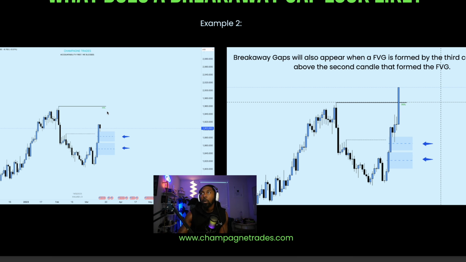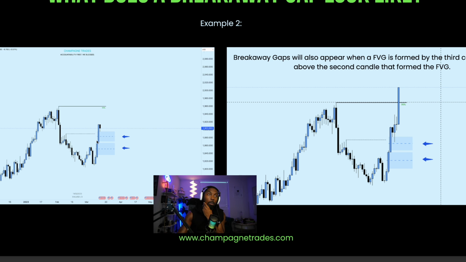All right, breakaway gaps will also appear when a fair value gap is formed by the third candle closing above the second candle that formed the FVG. Now, when I first did the fair value gap webinar, I didn't really talk about this one because the other one's way easier to see. But this is one too. So you got these 3 candles right here, right? 1, 2, 3. We did a class on high probability fair value gaps, so you already know that 3 candles the same color, that's real displacement.